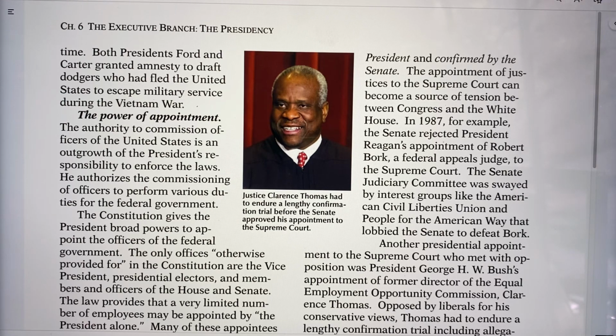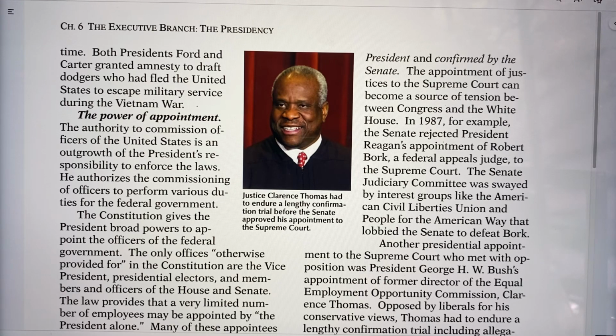The President has power to make temporary appointments without Senate approval. So he can make a temporary appointment and say, okay, this is temporary, and the Senate doesn't need to approve it. When the Senate's not in session, the Senate can't approve it yet, so he just makes it temporary until the Senate gets back into session.